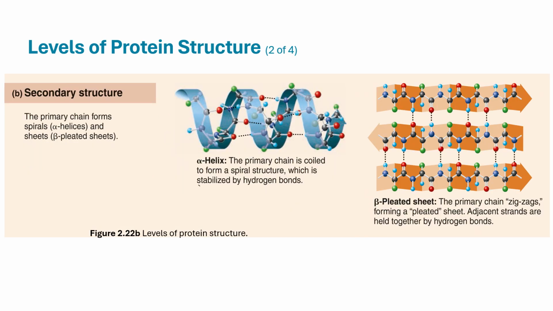Secondary structure is where the primary chain forms spirals. Now it's forming these spirals. It can also do pleated sheets, where the shape takes on an up, down, up, down. The alpha helix is the primary chain coiled to form a spiral structure, stabilized by the hydrogen bonds in there. The pleated sheets are primary chains in zigzags. Forming a pleated sheet, adjacent strands are held together by hydrogen bonds. So these two are held together so that they don't go too far from each other with those hydrogen bonds.